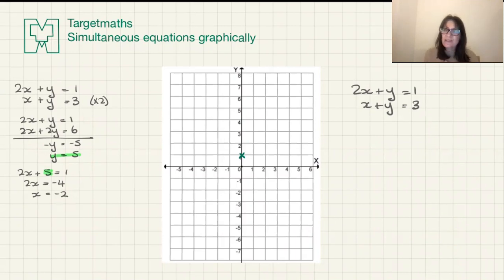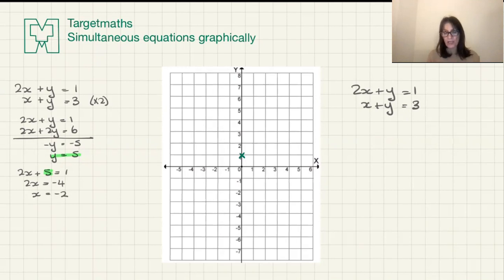If you're being asked to solve graphically, then it requires a certain level of knowledge about straight lines. You need to know about your gradients and y-intercepts. And a skill that we're going to be needing to use is rearranging as well. So all of that comes into play for this particular topic.